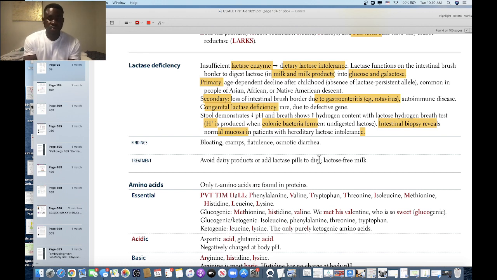Now, the findings are abdominal bloating, cramps, flatulence, since we said the colonic bacteria will act on and ferment the lactose, and then also they have osmotic diarrhea, especially after eating milk. Treatment: avoid dairy products, so avoid milk or use lactose-free diets.